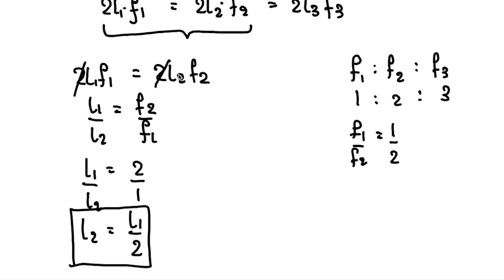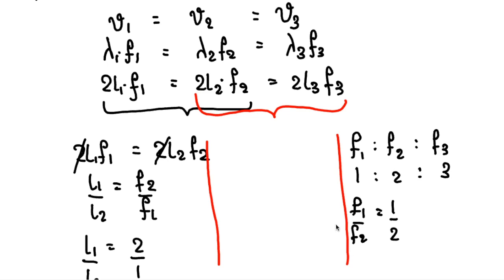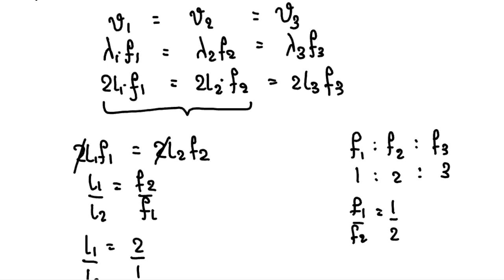So now I'll be comparing these two, right? Comparing these two, what I'll get is 2L2 F2 is equal to 2L3 F3. Oops, we made a mistake. We are not going to compare these two. As I told you, we have to bring every result in terms of L1. So we are comparing these two.